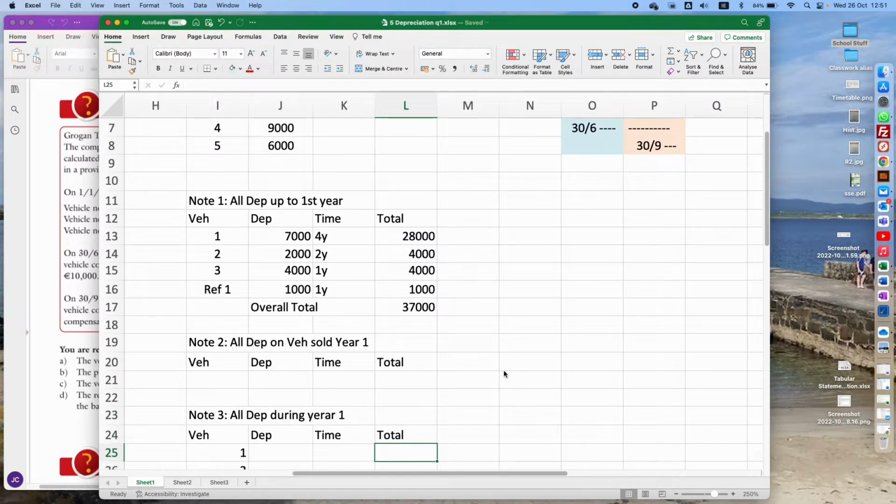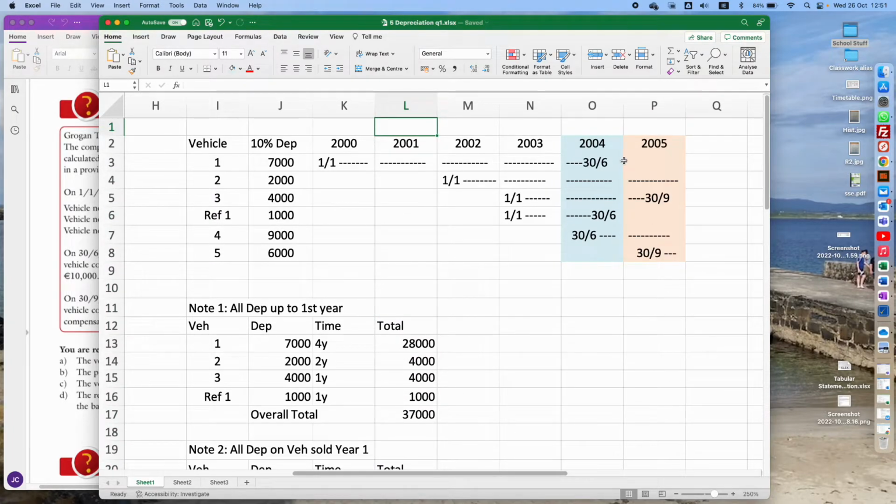All depreciation on the vehicle sold during year 1. So I go back up here and look at the timeline, and during year 1 I sold vehicle 1, which also had a refrigeration unit on it. So I'm putting all the depreciation that I've calculated during that year on that vehicle. That will be 1, 2, 3, 4, 4.5 years multiplied by 7 grand, plus the refrigeration unit.